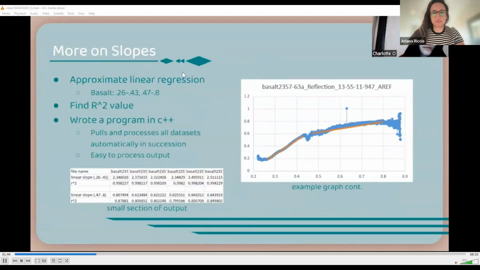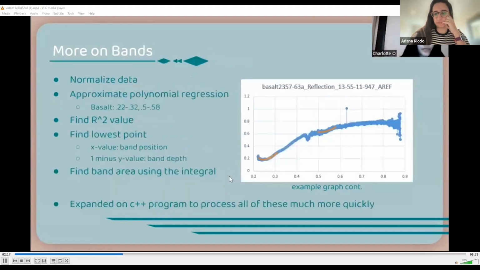So more on slopes. These are approximated linear regressions. For the basalt, we're looking at wavelengths 0.26 to 0.43, and then 0.4 to 0.8, so it's UV and visible. Then we're looking for the R-squared value, which is how close the data actually maps to the regression line I found. For this, I wrote a program in C++ to pull and process all of the data sets pretty quickly because there were 250 data sets. Here's a small section of the output, just to see what it looks like with 6 of the samples.